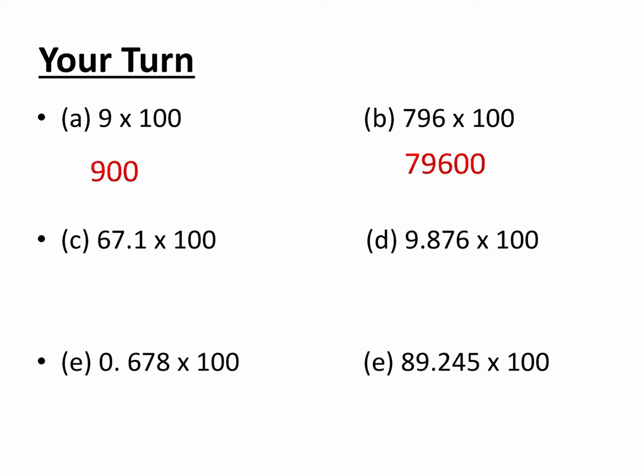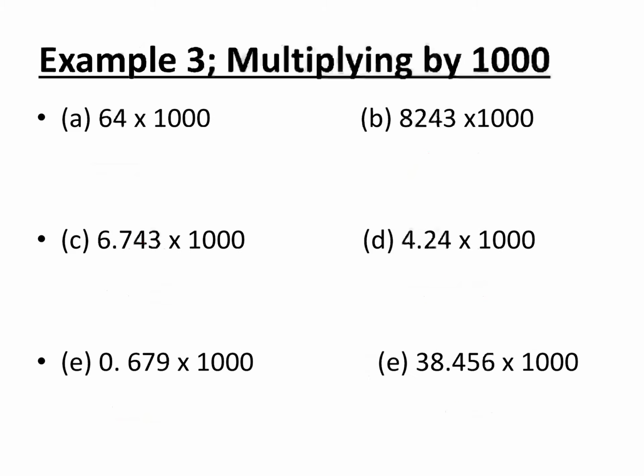Okay, so part A, your answer is 900. Part B, your answer is 79,600. Part C, 6,710. Part D is 987.6. Part E is 67.8. And part F is 8,924.5. Well done if you got all these right.